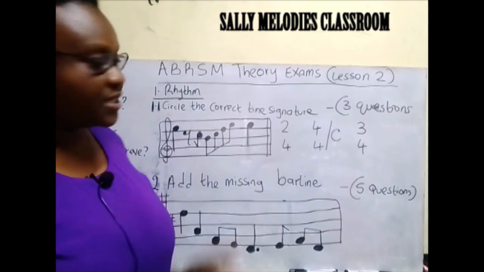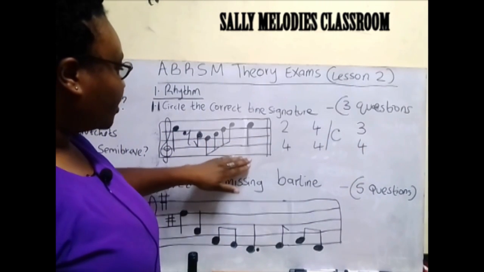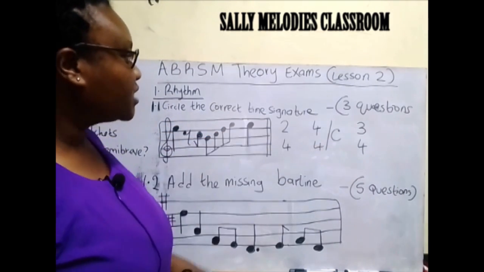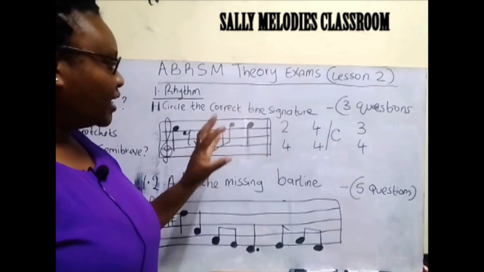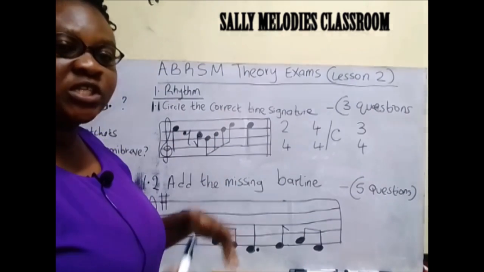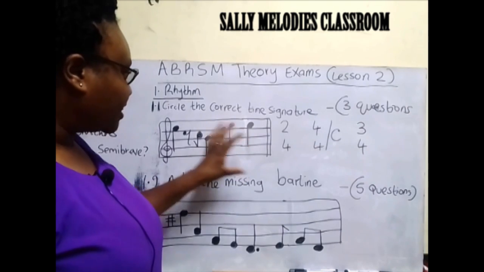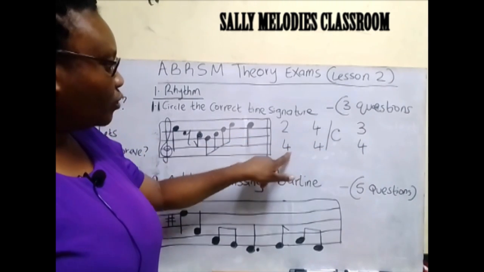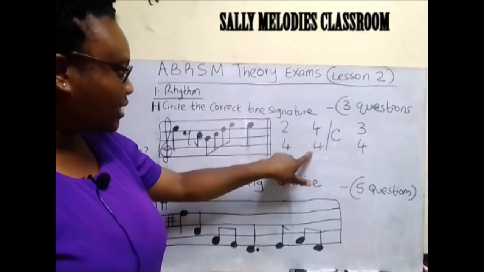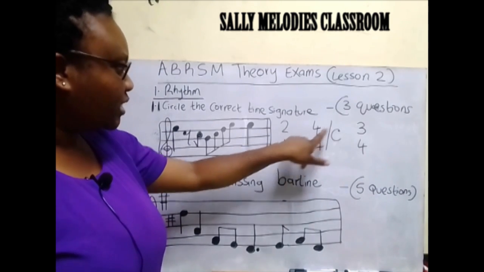You are told to do this question by identifying the correct time signature. In order for you to get the number of beats appropriately and without taking too much time, you just look at the answers first. If you look at these answers, they are all in crotchets: 2 crotchet beats, 4 crotchet beats, 3 crotchet beats.